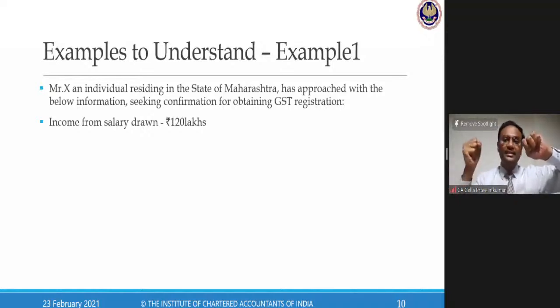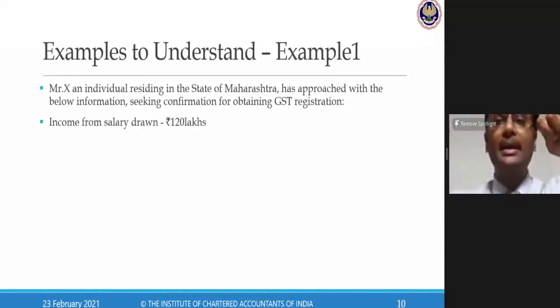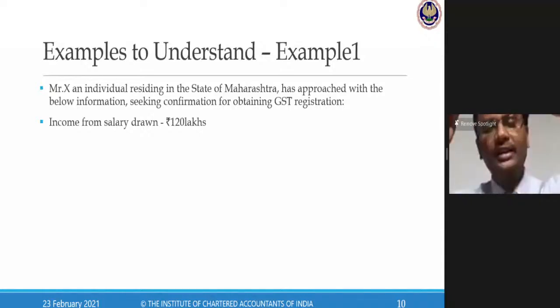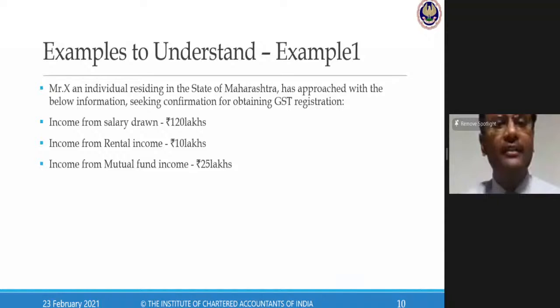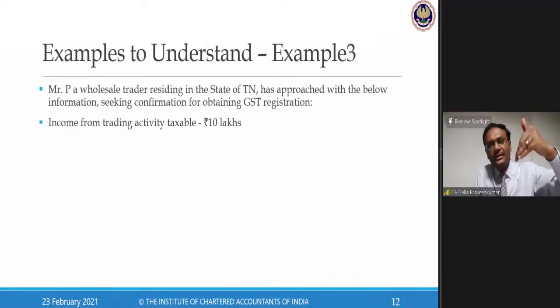What is this element? My Schedule 3. Schedule 3 is kept out of my income from salary. Please keep in mind the definition of goods and the definition of services. I repeat, the definition of goods, the definition of services. These two definitions, aggregate turnover, first limb, taxable.